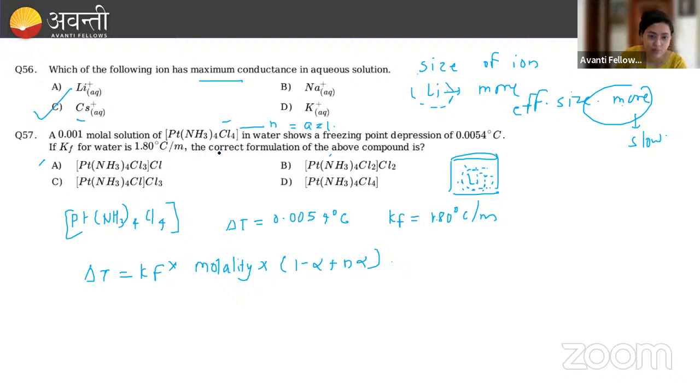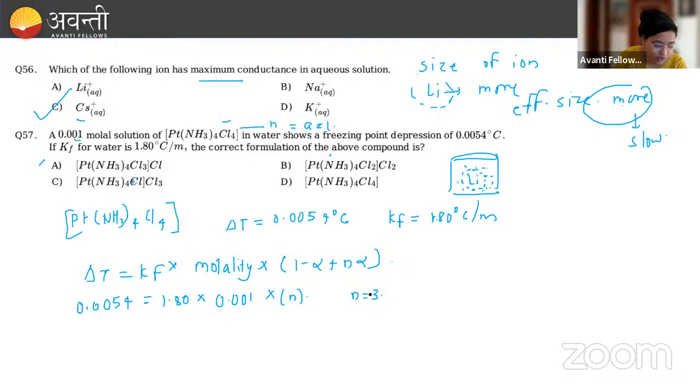So I will put all the values. Delta T is 0.0054. Kf value is 1.80. Multiply by the molality value, which is given as 0.001. Multiply by, what will be the answer? Here n will be the answer, 1 minus alpha plus n alpha. Here only n is remaining, and you know how many moles are given by this molecule. So it will give 3 moles. N is equal to 3. How will it give 3 moles?